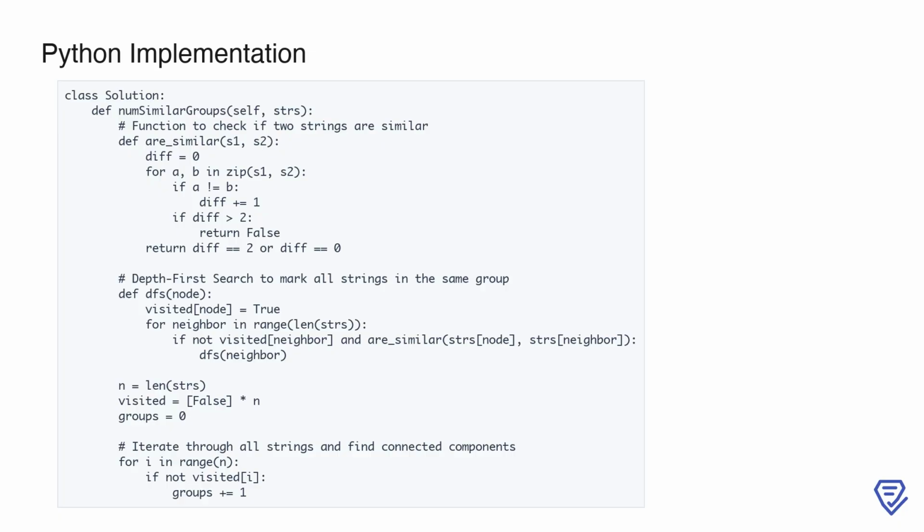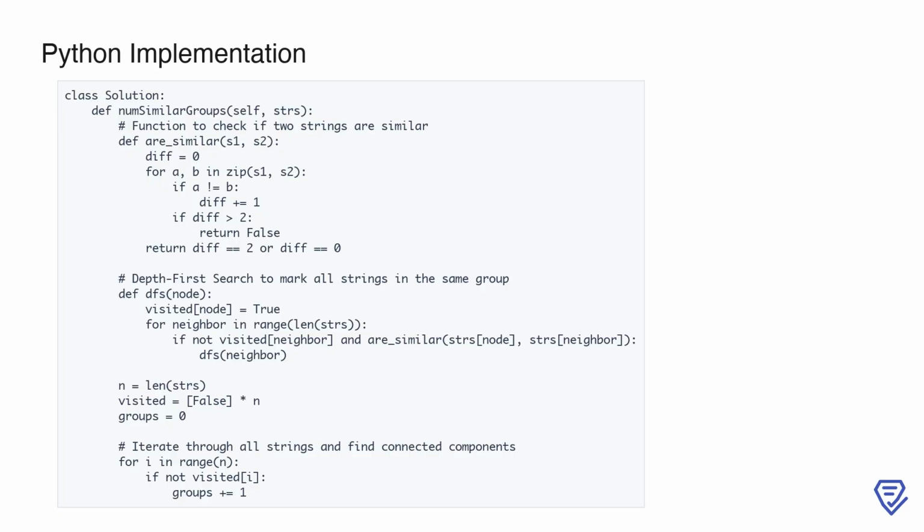Next, we define another helper function, dfs, which will perform a depth-first search starting from a given node. This function marks the current node as visited and recursively visits all unvisited neighbors that are similar to the current string. The dfs function helps us explore and mark all strings belonging to the same connected component. We then initialize the number of strings, n, and a visited list to keep track of which strings have already been processed. Additionally, we define a variable, groups, to count the number of connected groups.